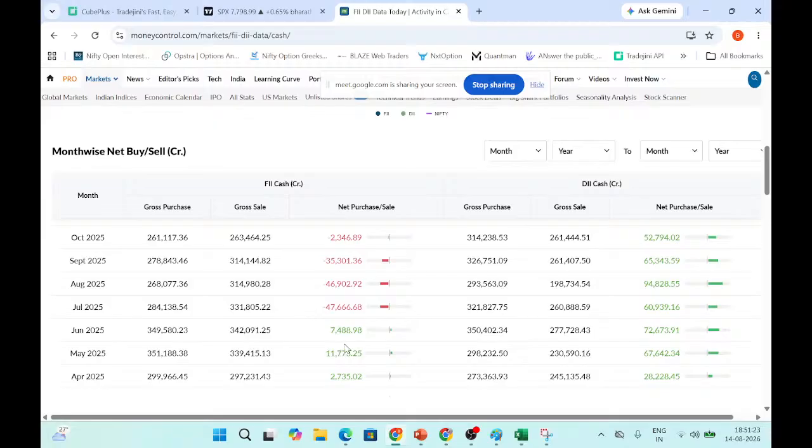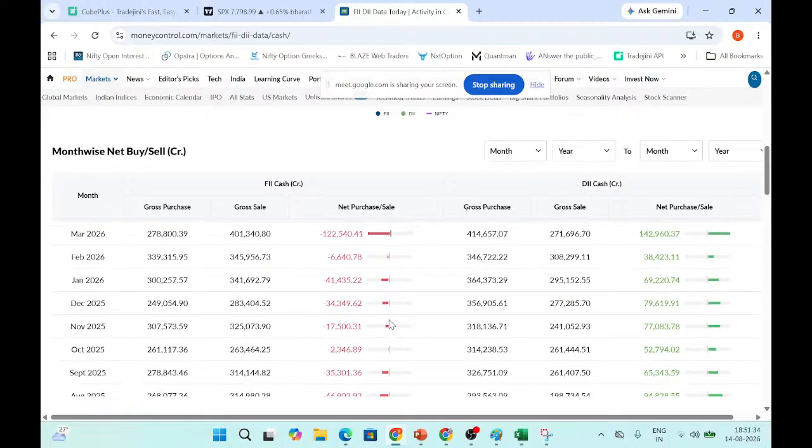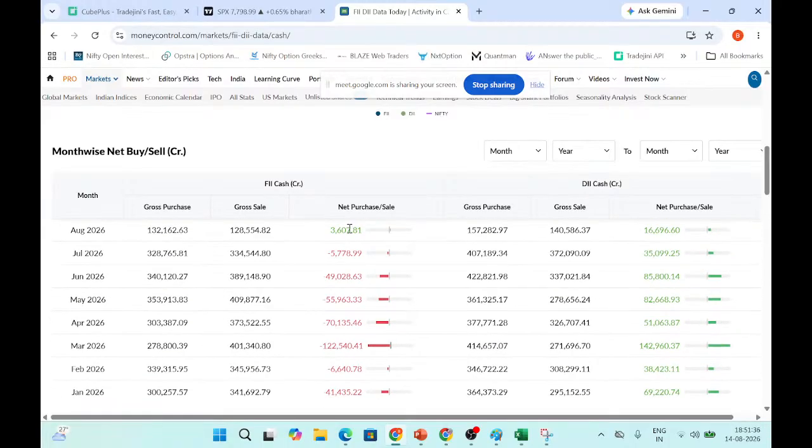Last time, when did they give you positive? June 2025. It's been almost a year and 2-3 months back. They actually bought in the Indian market to the tune of 7,000 crores. This is the first time they have actually seen this. What is a good thing about this?